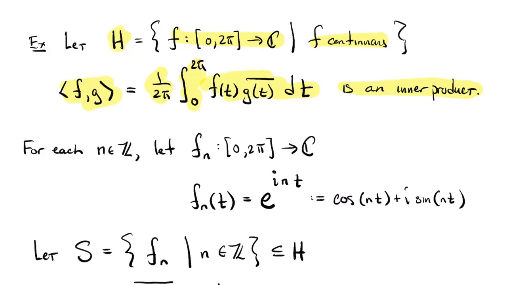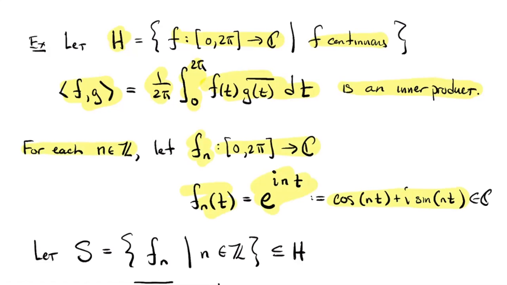Cool. Okay, now let me pick some elements of this set H. So for every integer n, I'm going to define a function f_n in this set H by saying f_n of t is e to the i n t. Remember, by Euler's formula, e to the i times a real number is the cosine of that real number plus i times the sine of that real number. So that's an element of C.